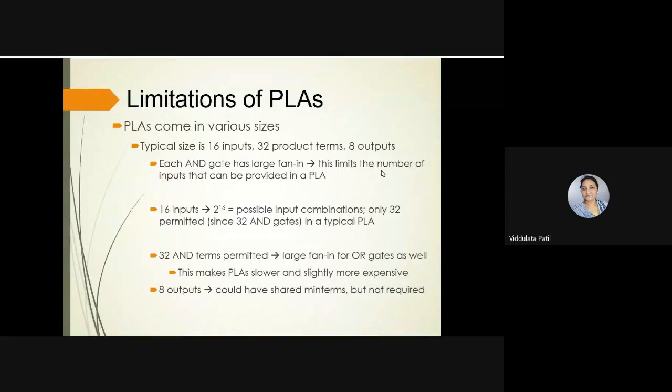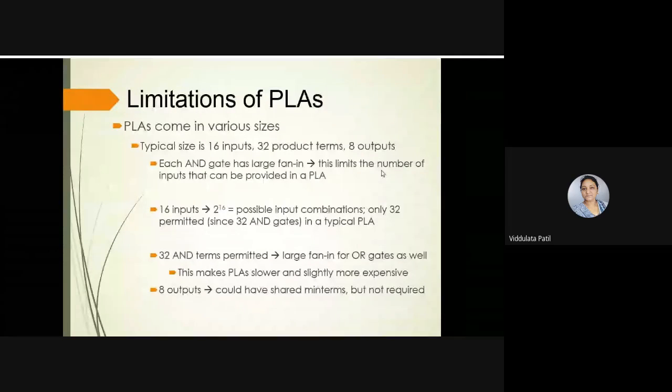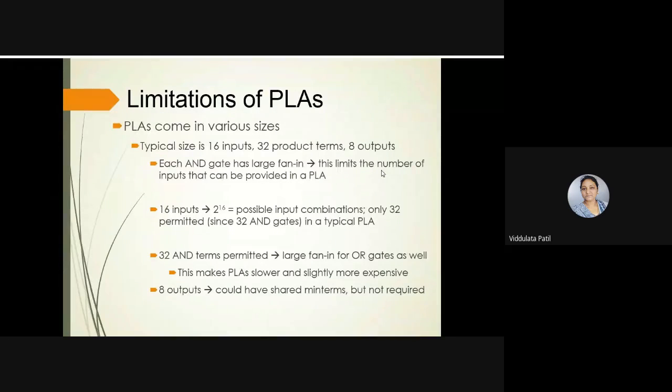Now, as we have 32 AND terms permitted, there is a large fan-in for the OR gate also. That means a large number of inputs will be applied to the OR gate as well, and this makes the PLA slower, and it makes the PLA expensive. So that is the main drawback, or the main limitation, of a PLA.